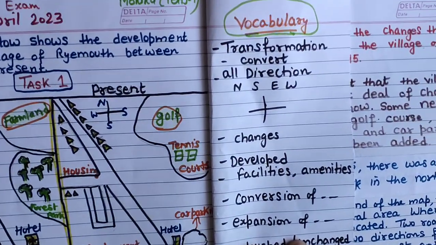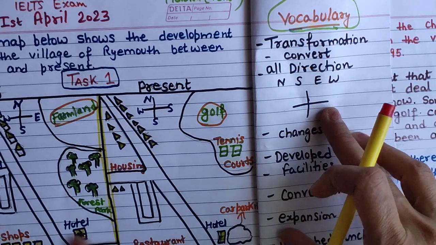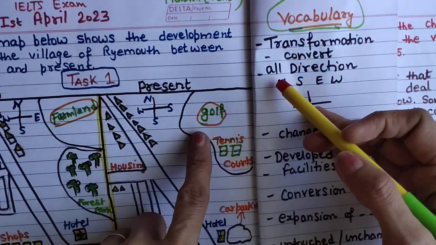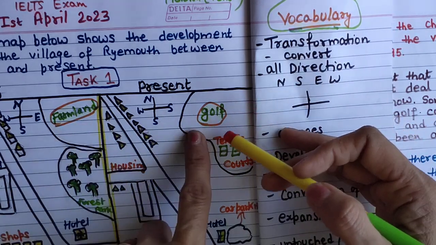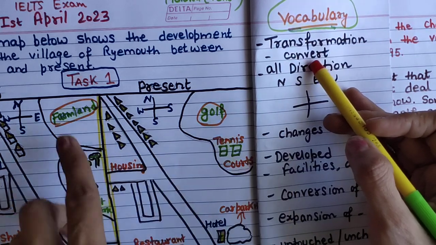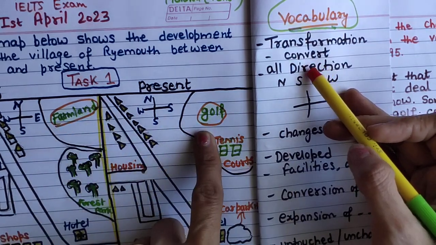So what is vocabulary? As I told you, something they have changed from farmland into golf course. You can say that the farmland area has been transformed into golf course. So transformation, converted: the farmland area has been converted into golf course.